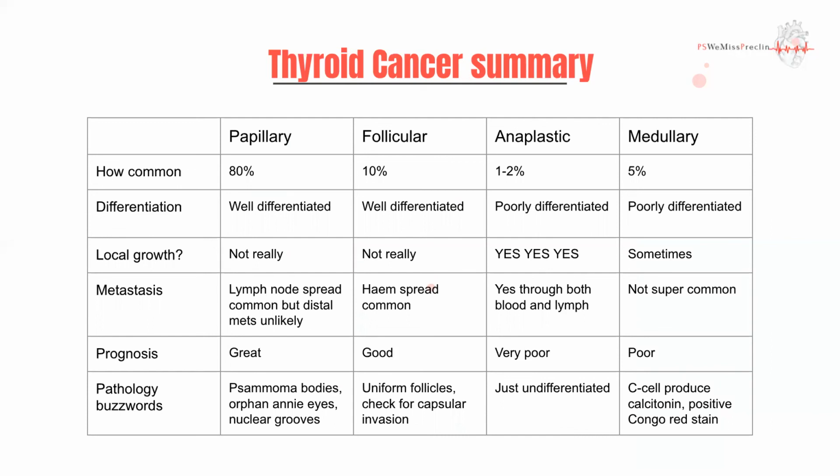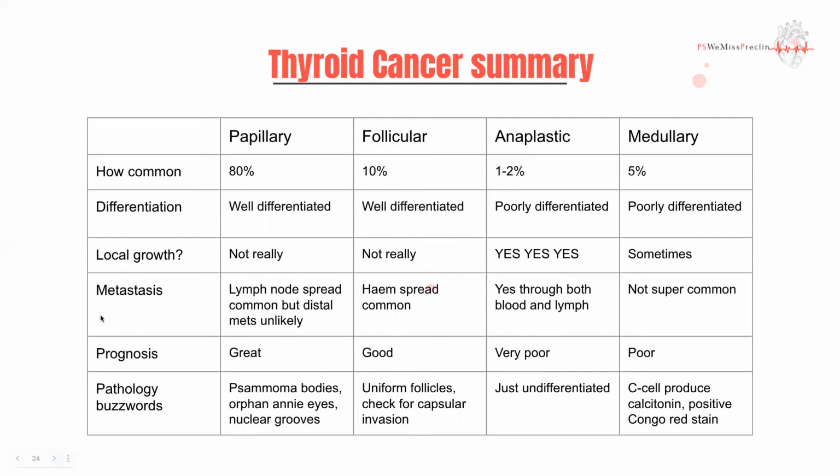Some important points I would make. In terms of, firstly, prognosis: great prognosis with papillary, good prognosis with follicular, okayish with medullary, and very poor with anaplastic. The way I like to think about this is the more common, the better the prognosis, which obviously differs to renal cancers, which are the complete opposite. Local growth: anaplastic cancers, because they have a very poor prognosis, grow locally quite extensively and can undergo metastasis really early on through both blood and lymph.